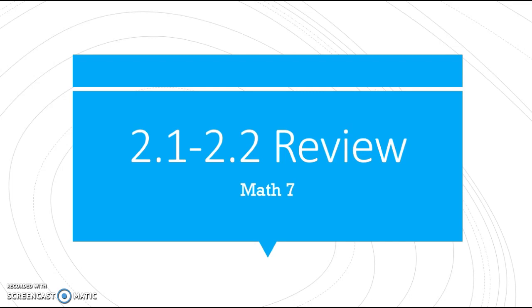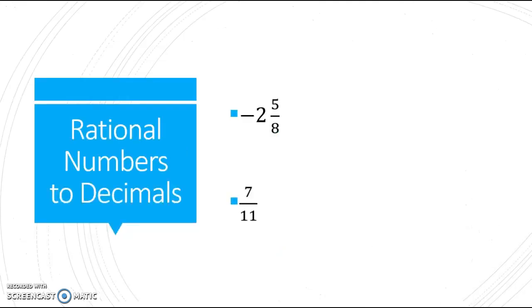And our first section that we're going to talk about is changing our rational numbers to decimals. So here, we want to take these rational numbers and change them into decimal form. When we're given a number like -2 and 5/8, since we have a whole number here, we're not really going to mess with that. -2 is always going to be -2. Now what we're going to focus on is the fraction part, the 5/8. That's going to be what we turn into a decimal.